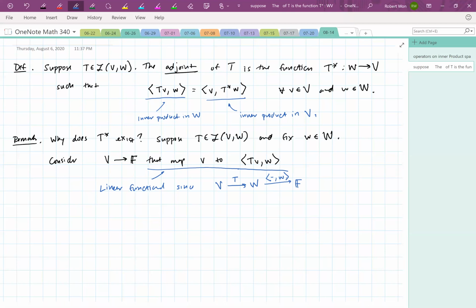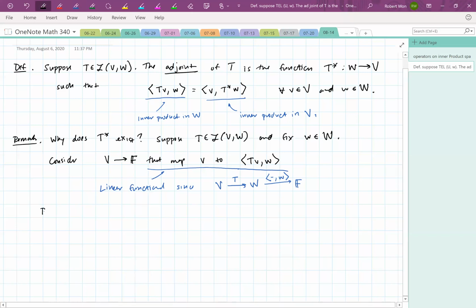Right, so this is the composition of two linear maps, therefore it's linear. So this is a linear map that depends on T and this fixed choice of W. Okay, but the point is that by the Riesz representation theorem, this linear functional must be given by inner product with some vector.